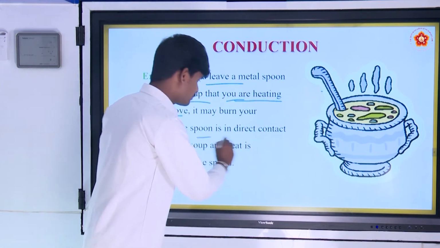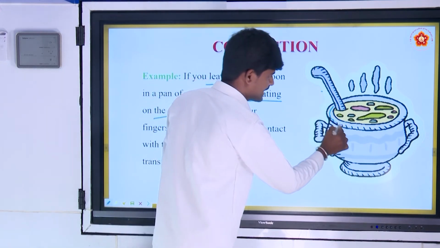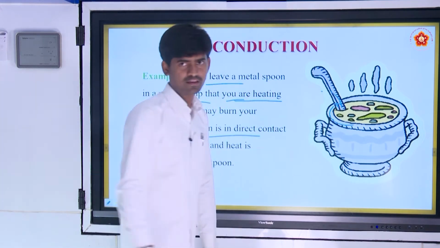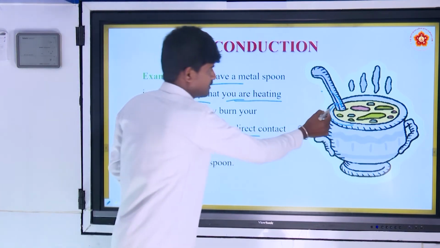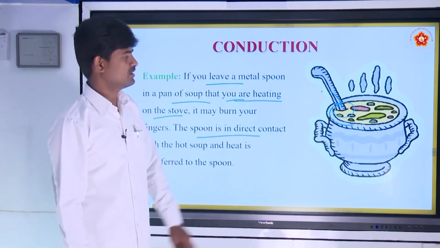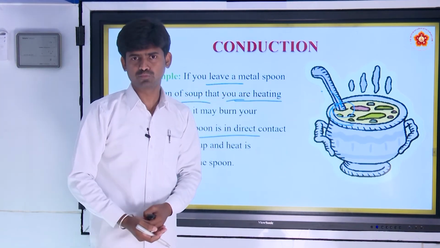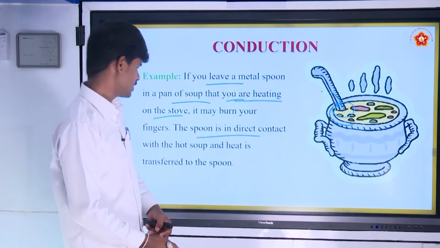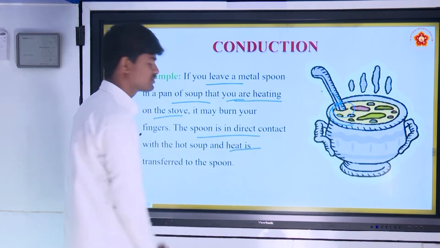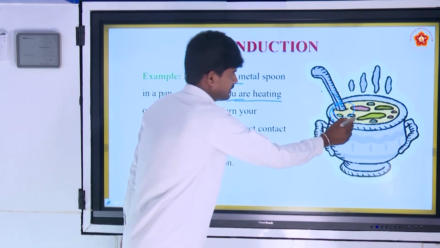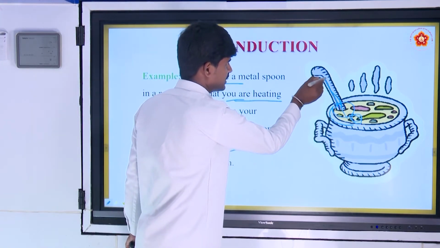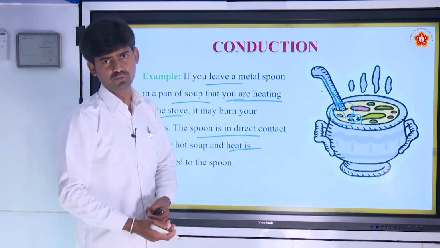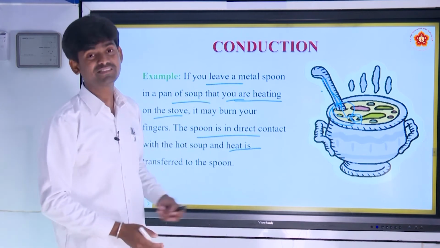This spoon is in direct contact with the hot soup. See in this image, the spoon is in direct contact with the soup, and heat is transferred to the spoon. Here is the heat, and this heat will be transferred to the spoon. This is the realistic example.